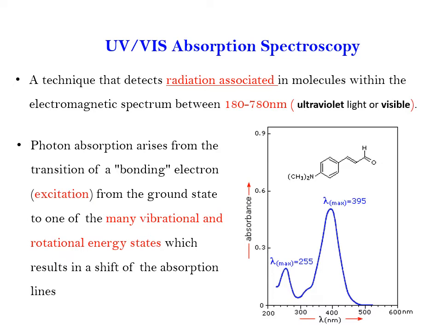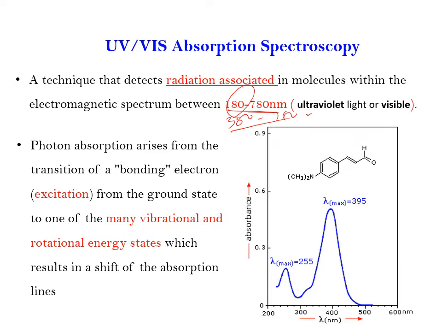It detects radiation associated with molecules within the electromagnetic spectrum that ranges from 180 to 780 nanometers. These are more of the ultraviolet, and the 380 up to 780 nanometers includes the visible spectra. So the photon absorption arises from the transition of bonding electrons, or excitation from the ground state to one of the many vibrational and rotational energy states, which results in a shift of the absorption lines.